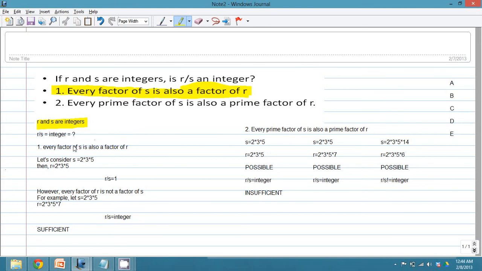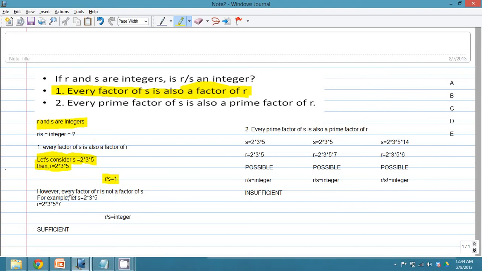Every factor of S is also a factor of R. Now that means every factor of S, it could be a prime factor, it could be a non-prime factor. Every factor of S must be a factor of R. Now let's consider that S has three factors, 2, 3, 5. Then R must also have these factors 2, 3, 5. That is what the first statement says. So let's consider that R has only those factors of S. It has nothing else. Such a case is a very simple case. R by S would be 1, definitely.